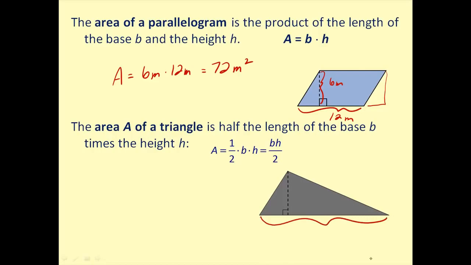So again, here's our base. Let's call this 20 feet, and our height, let's say, is 8 feet. Then the area is equal to, I'll use the second formula, base times the height divided by 2, which equals 80 square feet.